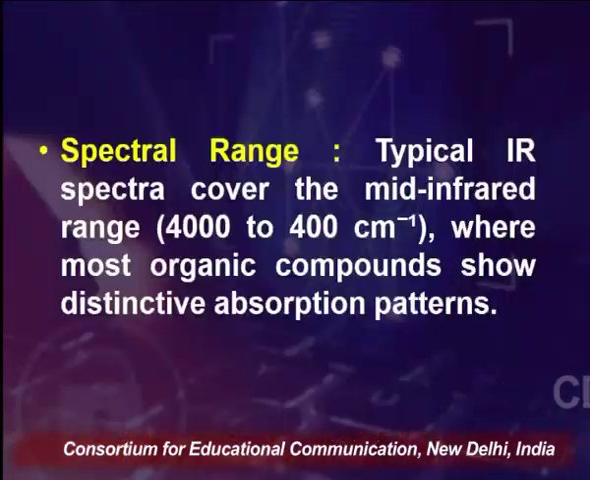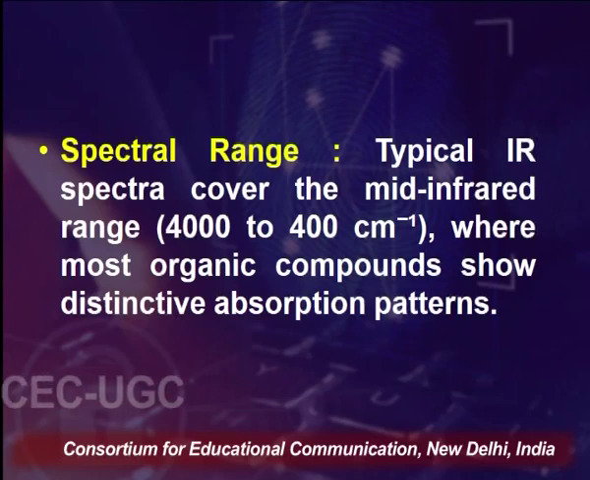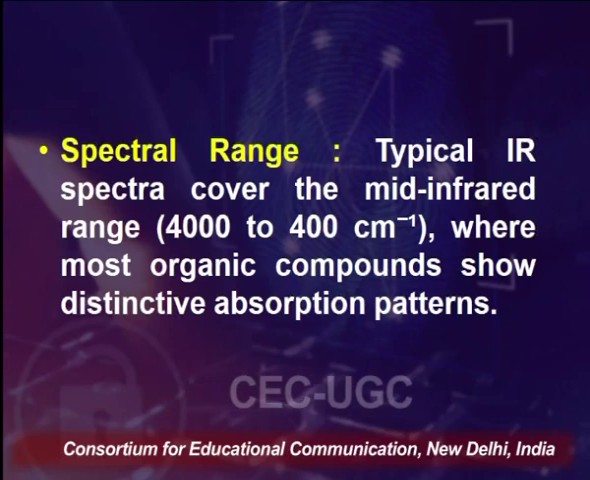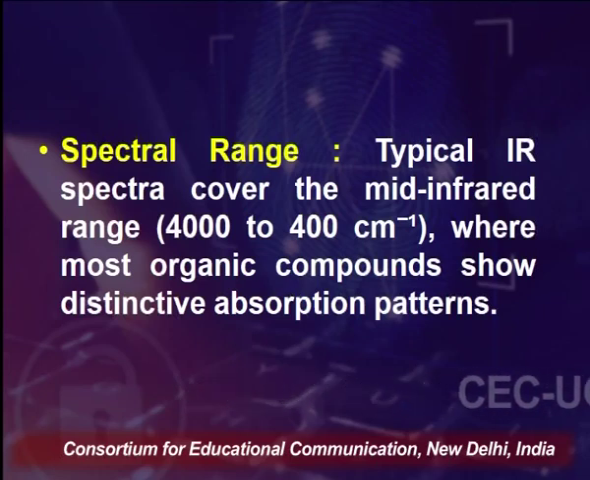In the transmission mode, the light will transmit through the fiber, but in the ATR mode, we are using the light which is reflected from the fiber. So, the difference is that in the transmission mode we keep the recorder behind the sample, but in the ATR mode, as the light is reflected, the recorder is kept accordingly. The spectral range for an IR spectrophotometer is generally from 4000 to 400 centimeter inverse. In this range, it shows distinctive absorption patterns.